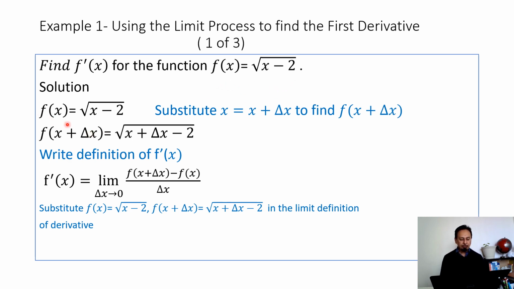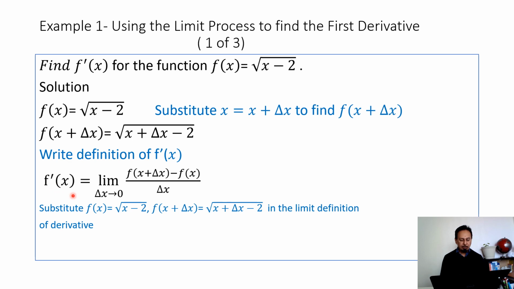So let's start with f of x equal to square root of x minus 2. So we substitute x equal to x plus delta x to find f of x plus delta x. So we have f of x plus delta x equals square root of x plus delta x minus 2. Now we write the definition of first derivative.